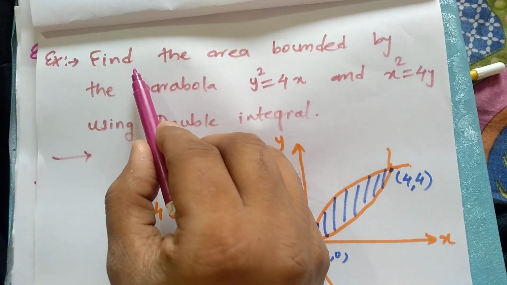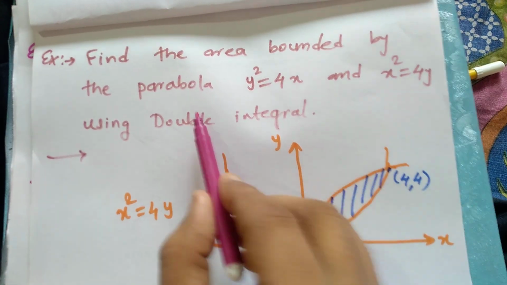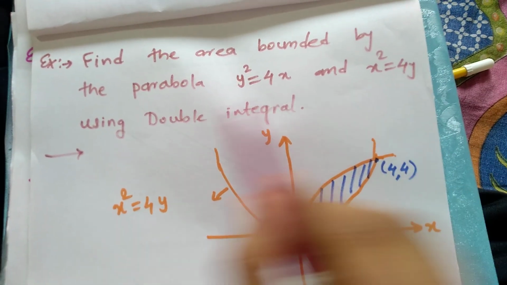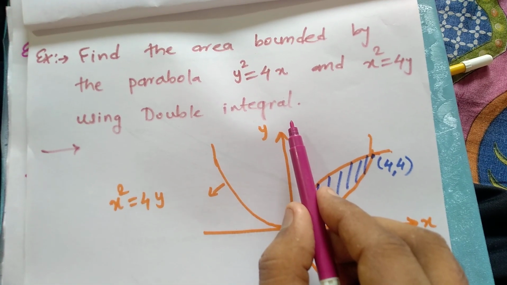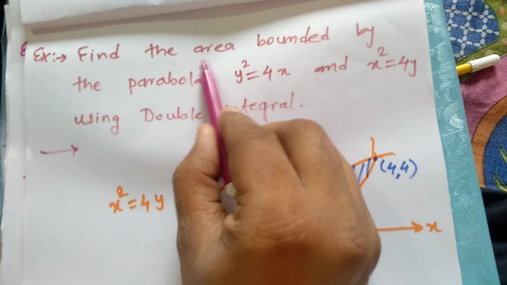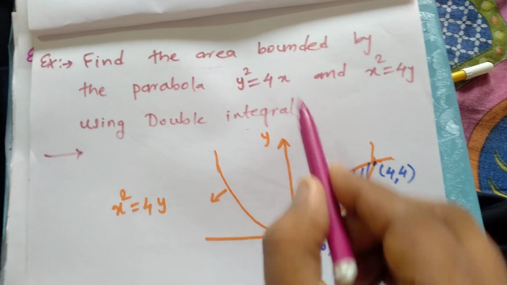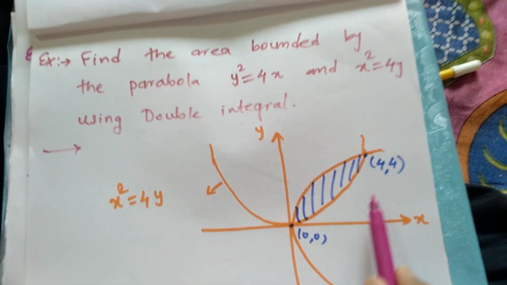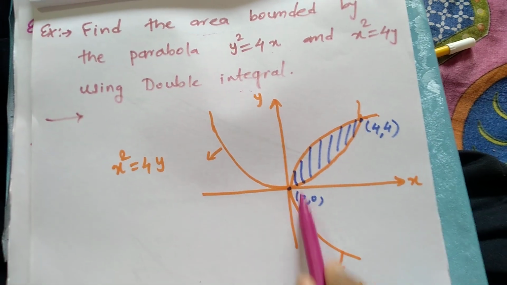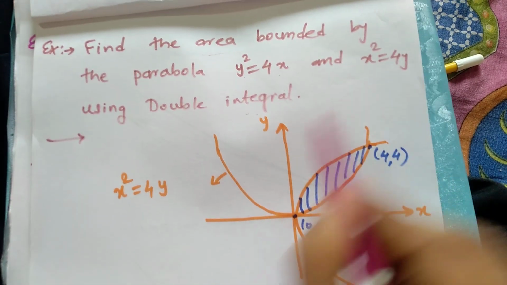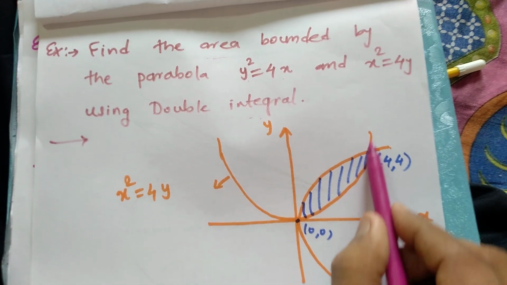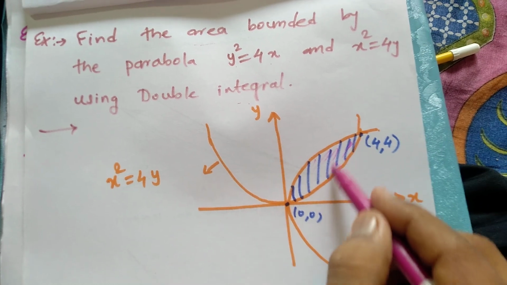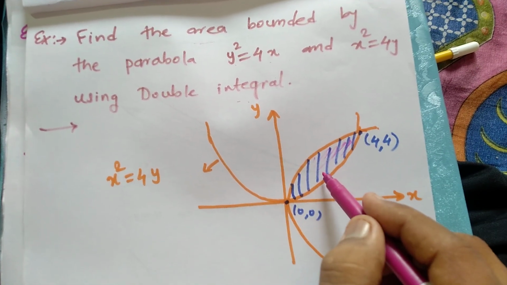The question is, find the area bounded by the parabolas y square equal to 4x and x square equal to 4y using double integration. So you have to find the area using double integration. What you do? First of all, plot the area. Y square equal to 4x is a parabola symmetric about the x-axis. X square equal to 4y is a parabola symmetric about the y-axis. And this is the area which is bounded by these two parabolas. This area you have to calculate.